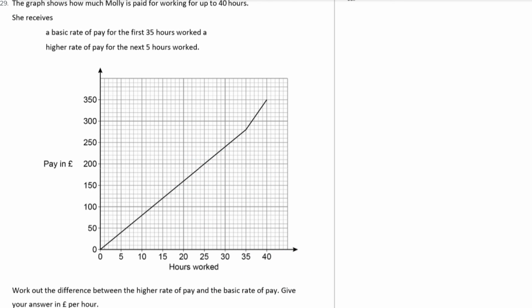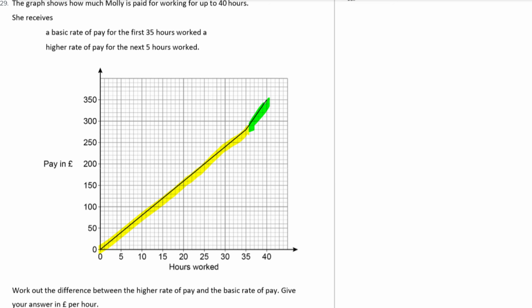Okay, the graph shows how much Molly is paid for working for up to 40 hours. She receives a basic rate of pay for the first 35 hours worked and a higher rate of pay for the next 5 hours worked. Okay, so you can see that the gradient is steeper in the last 5 hours, isn't it? So this is going to be her basic pay from here to here. And this bit up here where the gradient increases, that's the higher rate of pay represented by the higher line on the graph.